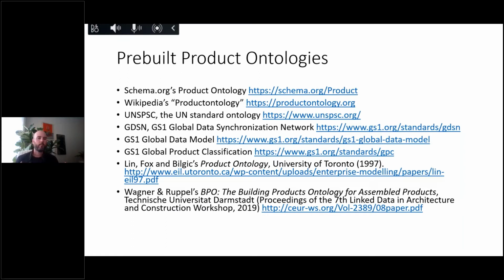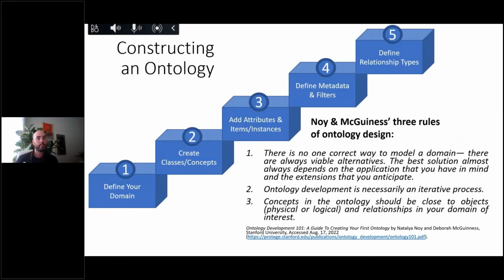But when you have a pre-built ontology, there are also drawbacks. You have generalized fields that may not be specific to your requirements. It might be a little too broad. It might not quite fit your data. So sometimes you need to build your own ontology.